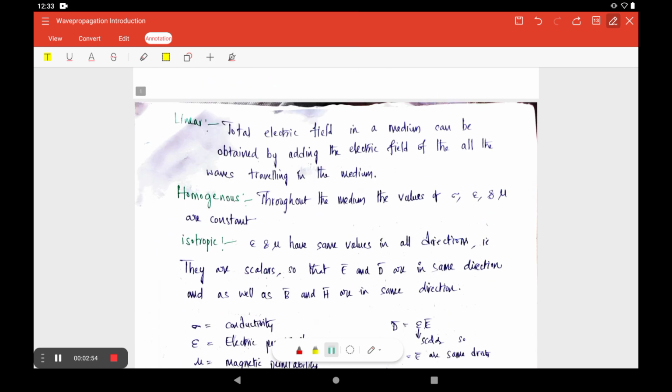So linear means that the total electric field in a medium can be obtained by adding the electric fields of all the waves traveling in this direction.